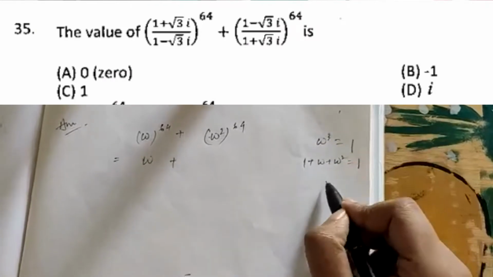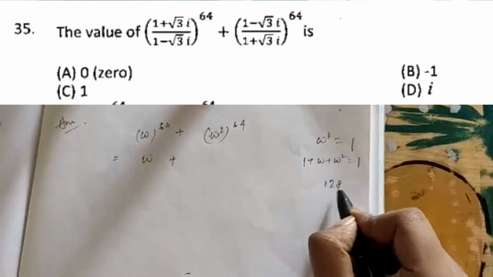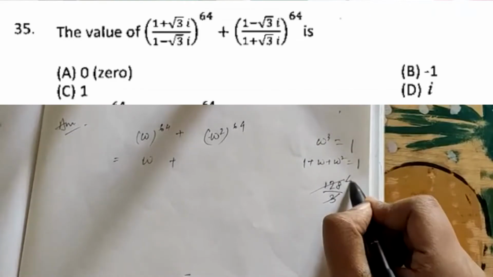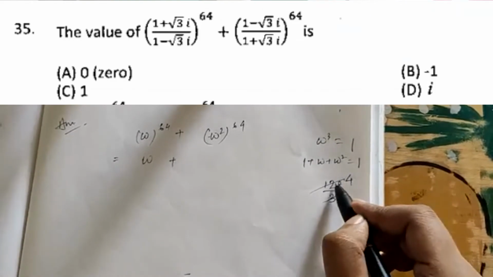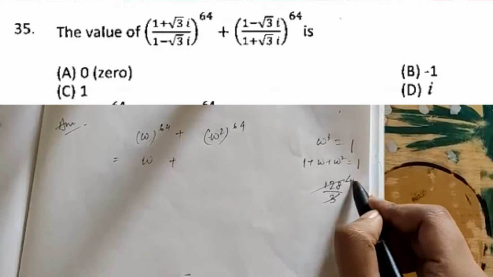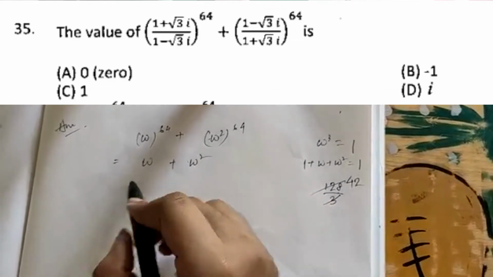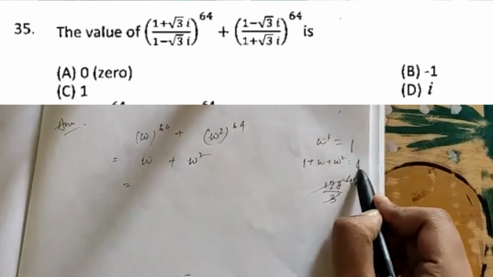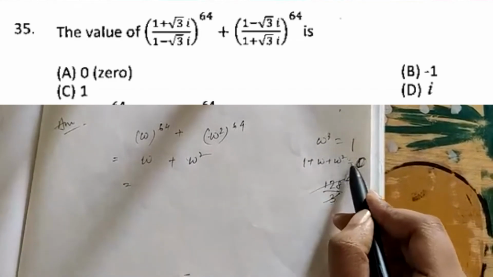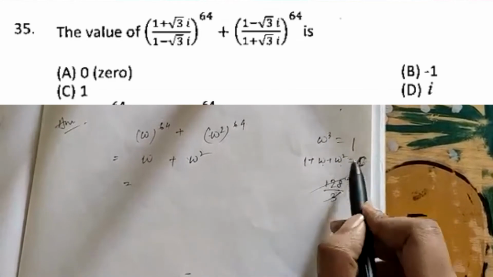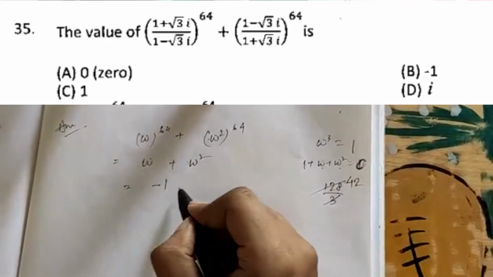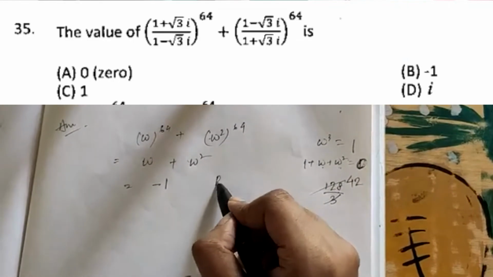If I divide 128 by 3, then the remainder is 2. So it will remain as omega square. So from here, 1 plus omega plus omega square is equal to 0, so omega plus omega square will be equal to -1. So -1 will be the answer, option number B.